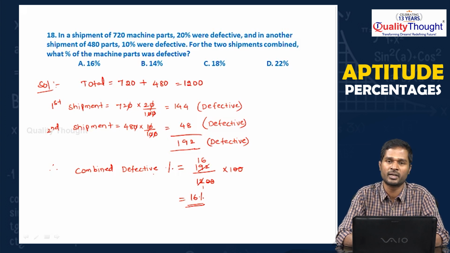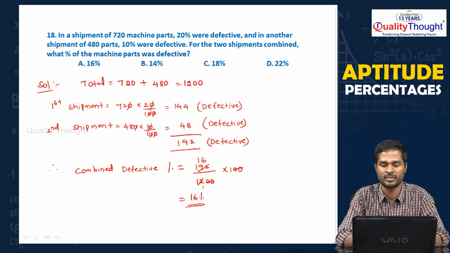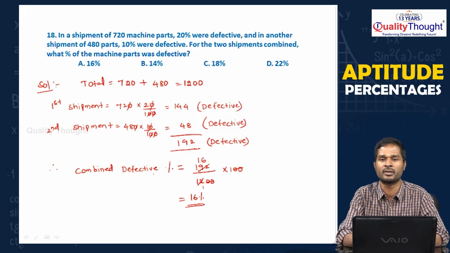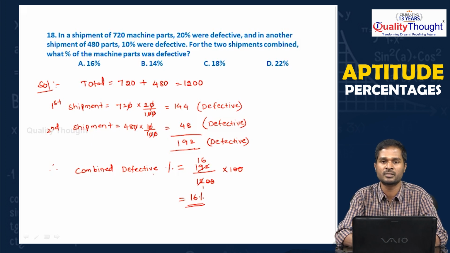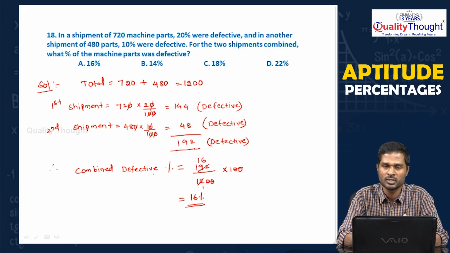So 720 into 20%, 72 into 2, it is 144 parts were defective from the first shipment. And from the second shipment, out of 480 parts, 10% were defective. So 480 into 10%, that is 48 parts were defective. So together from the first and second shipment, 192 machine parts were defective. Combined, what is the defective percentage? So 192 by 1200 into 100. Simplify the things. So the total defective percentage from both the shipments is equal to 16%.